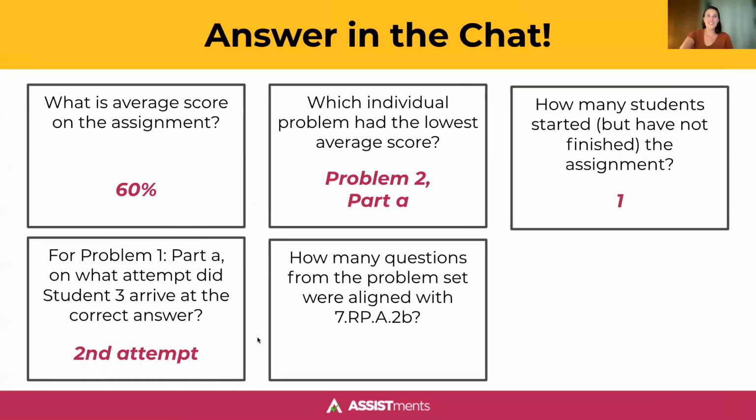2 more questions. The next, how many questions from the problem set were aligned with the Common Core Standard 7.RP.A.1 to A.2? Ratios and proportions. I am seeing 2 come into the chat. You got it. 2 is correct.